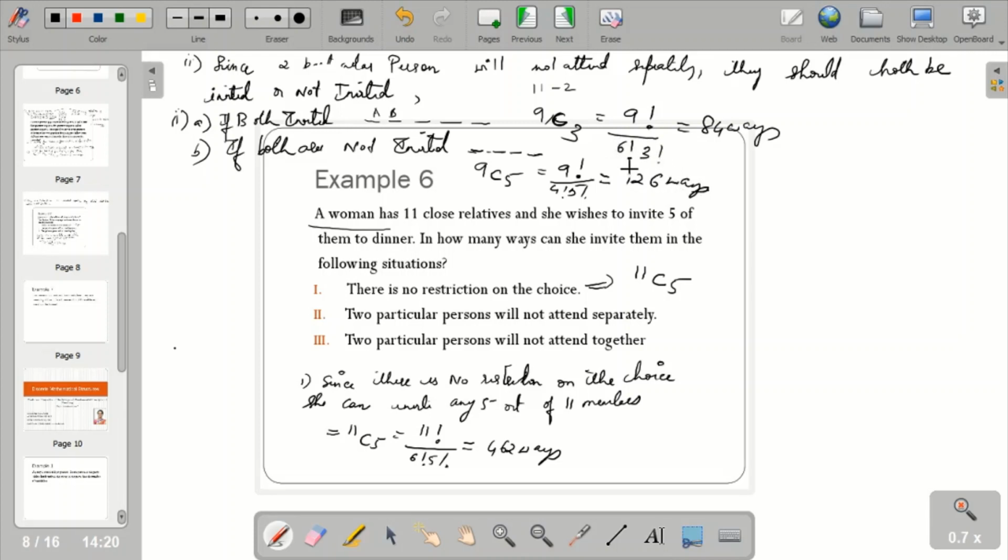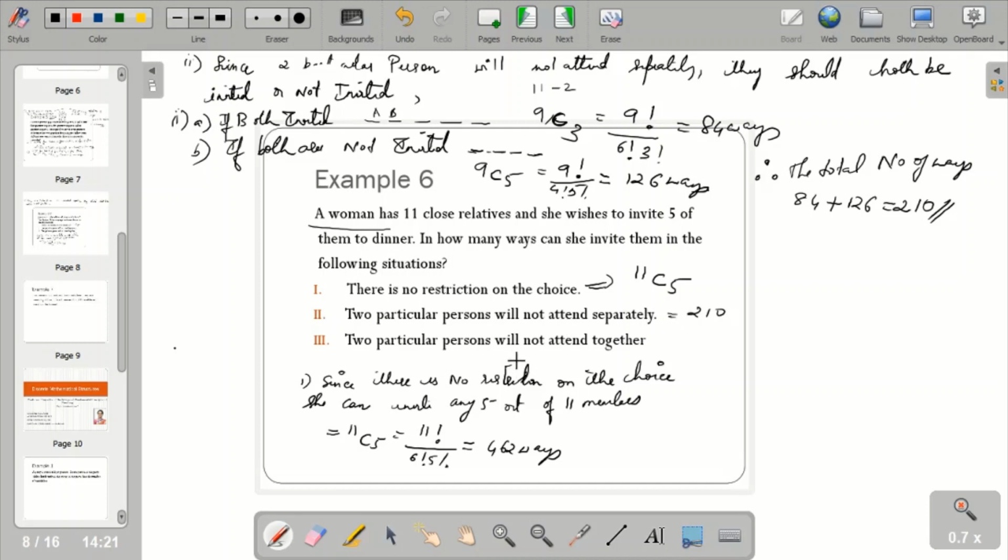Therefore, the total number of ways in which the invitees can be selected is 84 plus 126, which is equal to 210. So for this you get the answer as 210.